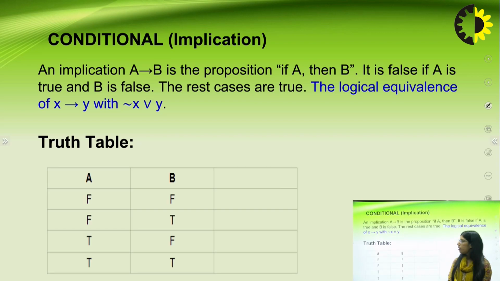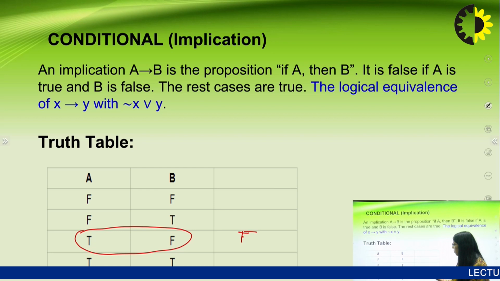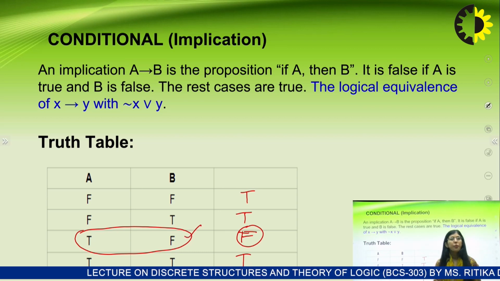So, let's see. In this particular case, the value of implication is false. Otherwise it is true. Here, it is true. In all the rest of the cases, the value is true. Only in this particular case, the value is false.